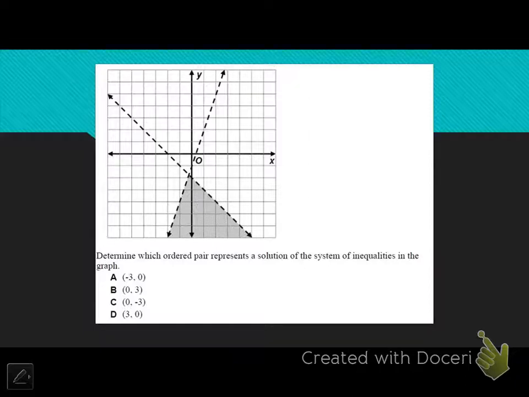Okay. Determine which ordered pair represents a solution of the system of inequalities in the graph. So we need to figure out which of those points sits in that shaded region right there. Negative 3, 0. Our points are always x, y. So we're going to go over x, 1, 2, 3, and then it's negative 3, 0. So that one doesn't work.